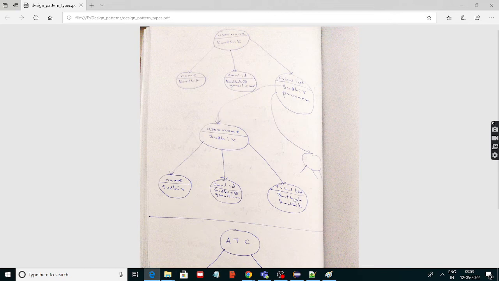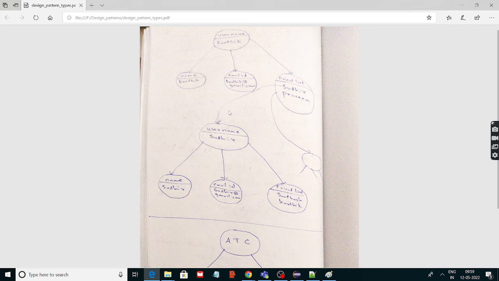So, what we have to observe here is that a specific object has been organized or structured in a certain way, and each object is composed of certain objects like name, email ID, and the friend list.